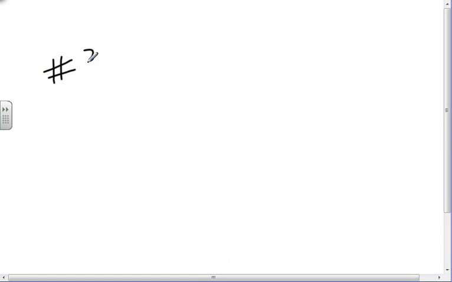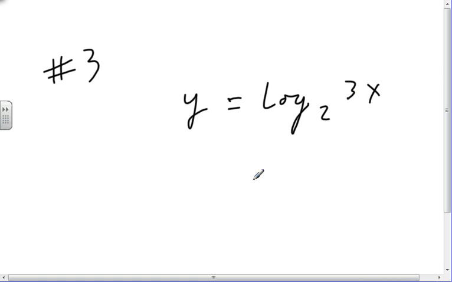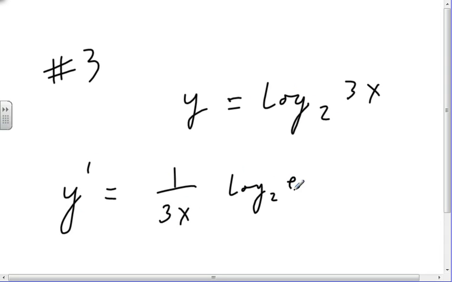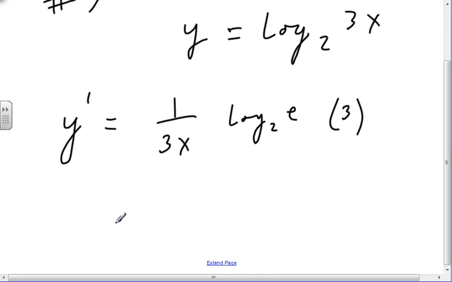Now we'll try number 3. Y is log base 2 of 3x. So y prime would be 1 over 3x times log base 2 of e times 3. And then I'd probably rewrite that as 1 over x log base 2 of e.